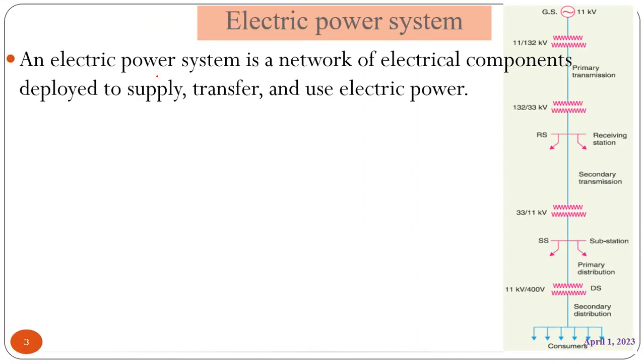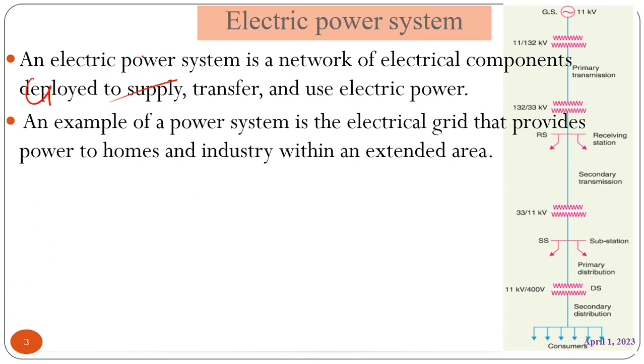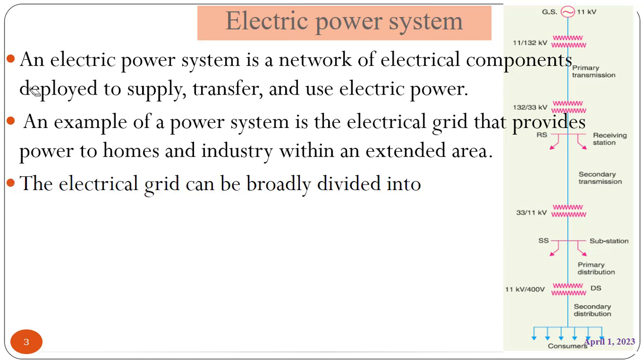When we come to introduction to electrical power systems, an electrical power system is a network of electrical components deployed to supply, transfer, and use electrical energy. For the supply, there is generation. An example of a power system is the electrical grid that provides power to homes and industry within an extended area.